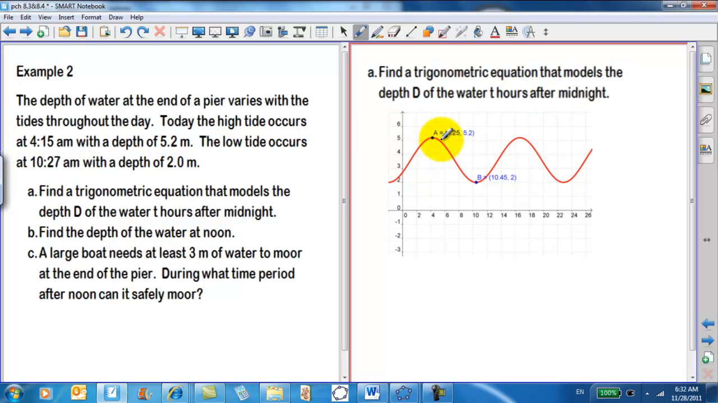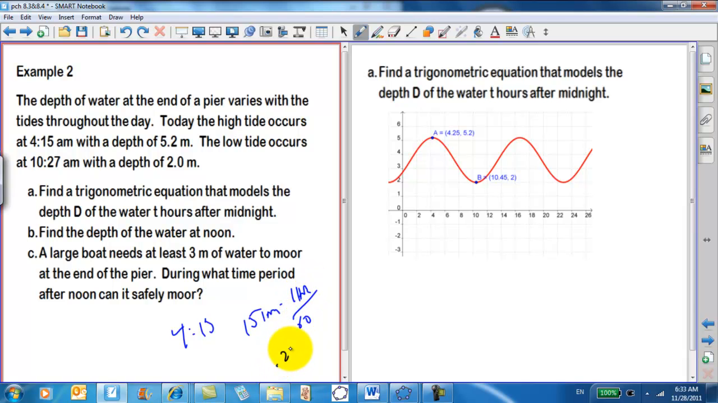So we've got this peak here at 4.25, 5.2, and a nadir down here at 10.45, 2. That's the low tide, high tide to low tide. Now you might wonder what happened to 4:15. Well, I have to take those 15 minutes and multiply by 1 hour over 60 to get 0.25 hours. And that's the same thing I do with changing 10:27, 27 sixtieths actually ends up being 0.45. Okay? So I want to change them into a decimal so we don't have to keep changing from hours and minutes.